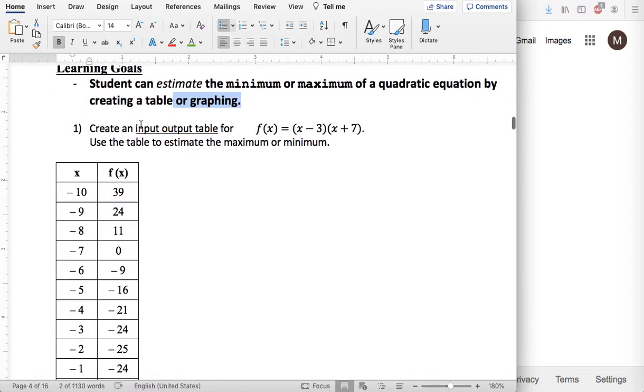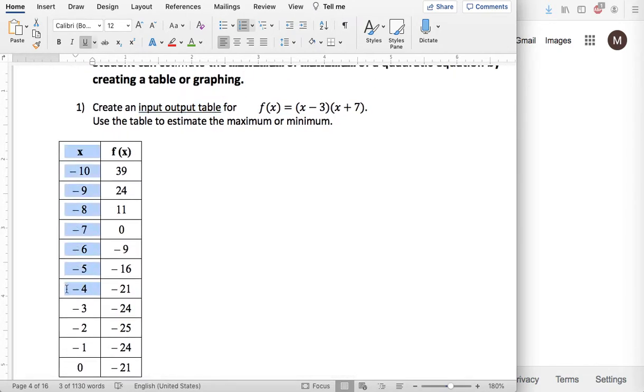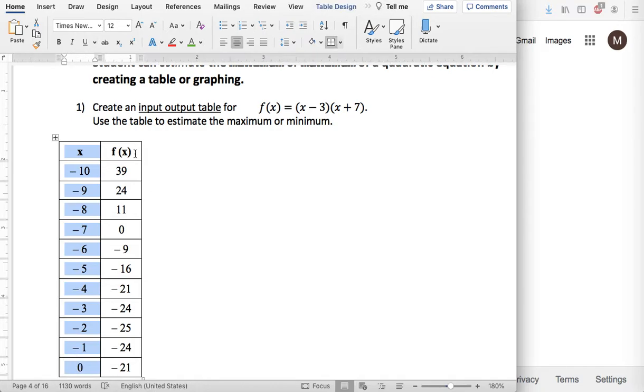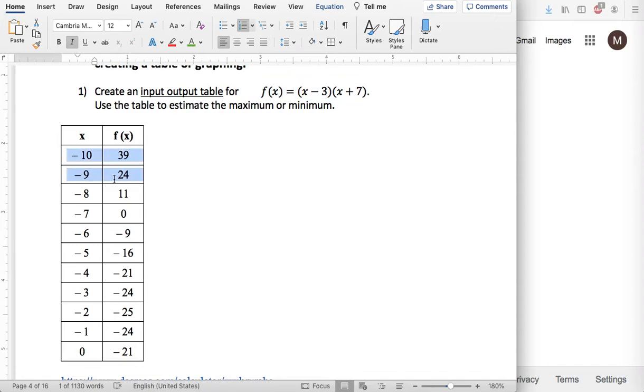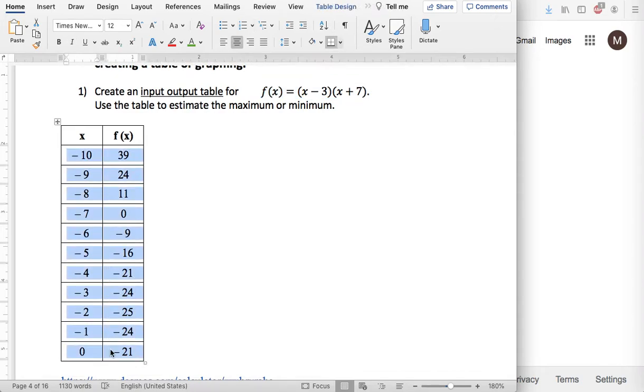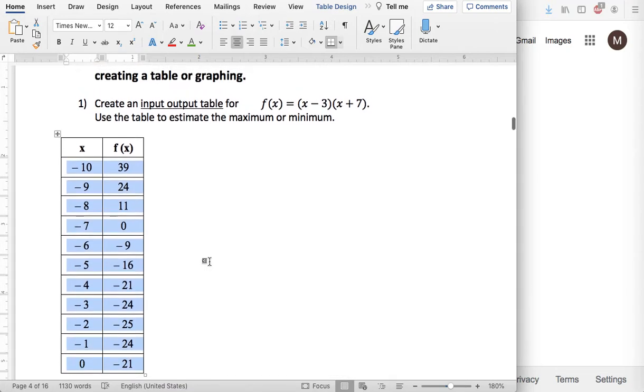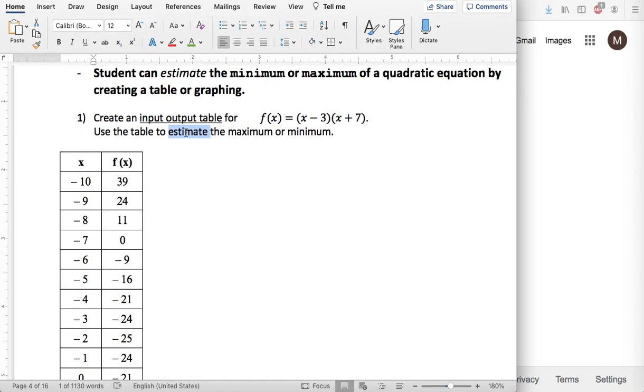Okay, so here I've created an input-output table for this equation. An input-output table is just numbers that go in. In this case, the numbers are going into x. That's the input, and the numbers that come out. After I put in the x, what number will the f of x or y be? That's your output. So here I have created an input-output table, or an x-y table. Let's use this to estimate the minimum or maximum.